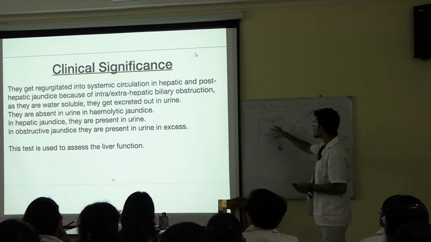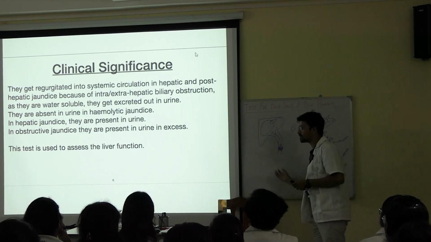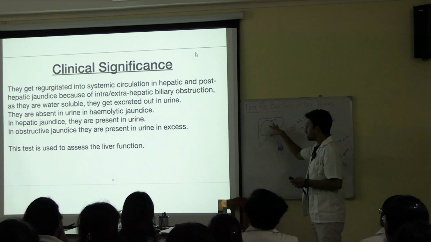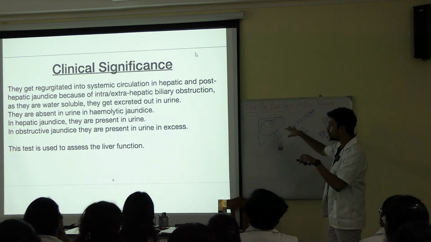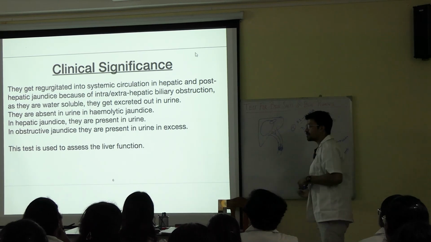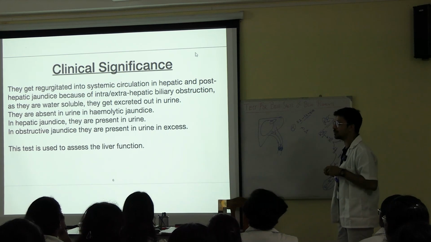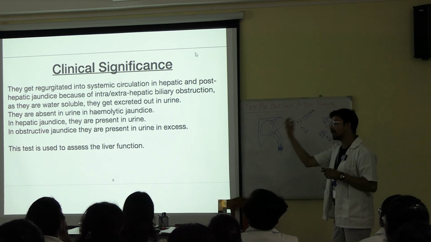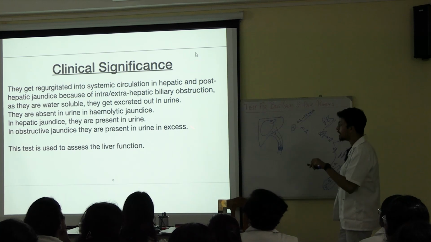In hepatic jaundice, some bit of it will be present in urine. Why? Because of the 99% which was coming from the enterohepatic circulation and getting reabsorbed, the hepatocytes are damaged over here in hepatic jaundice, right? Focus on the word: hepatic jaundice, liver is damaged. That's why the salts coming from the enterohepatic circulation, the hepatocytes are not able to reabsorb them properly. So some amount of it will get out in the systemic circulation and will come in the urine.